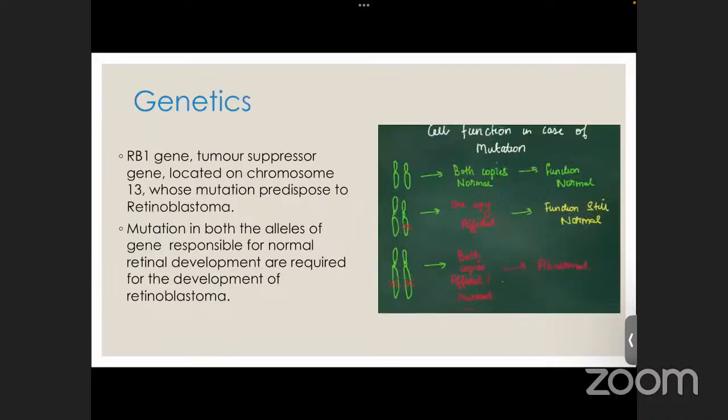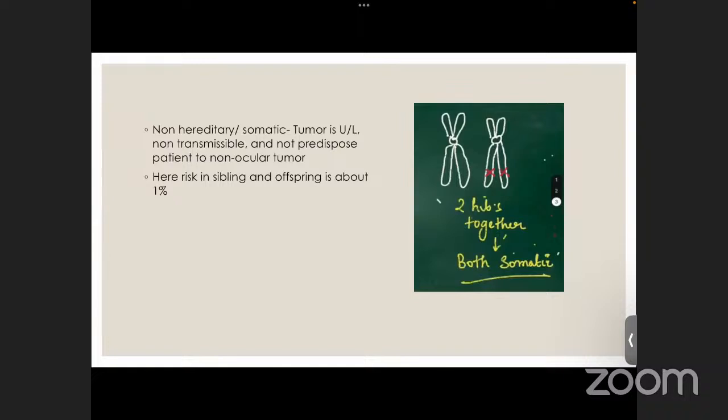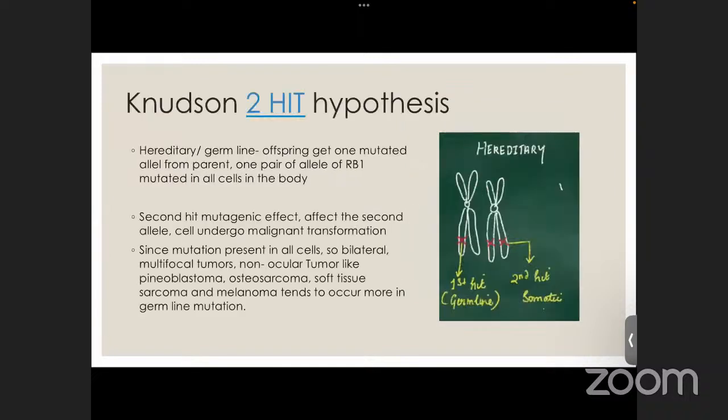Coming to the genetics, the RB1 gene is the tumor suppressor gene located on the long arm of chromosome 13, whose mutation predisposes to retinoblastoma. Mutation in both alleles is required for the development of retinoblastoma. So we have two kinds of mutation.